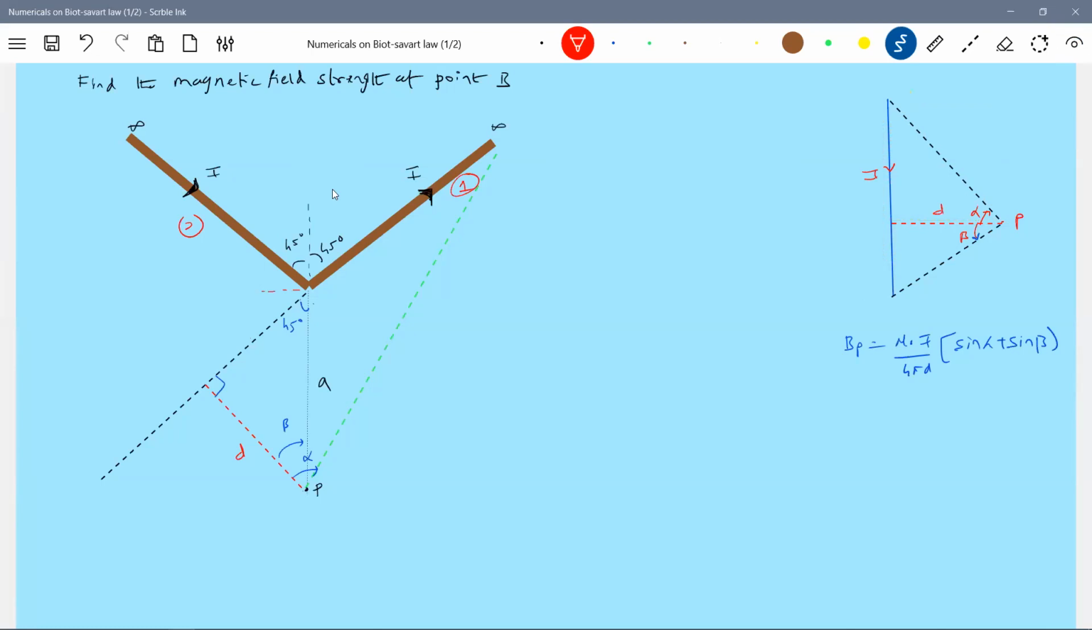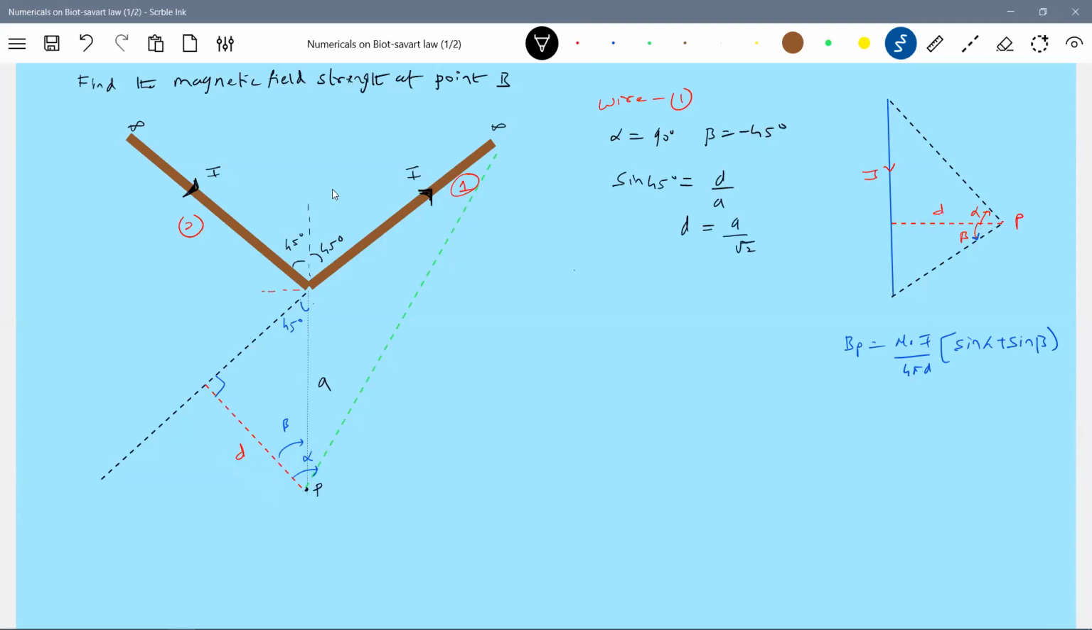So here for wire 1, alpha is 90 degrees, beta is minus 45 degrees. Why the negative sign? Because if beta is measured in the direction of alpha, it should be negative. If it is measured opposite to alpha, it should be positive. Then the perpendicular distance, do we know? We don't know that one. So how to calculate that? Sine 45 is equal to D by A. D equals A by root 2.